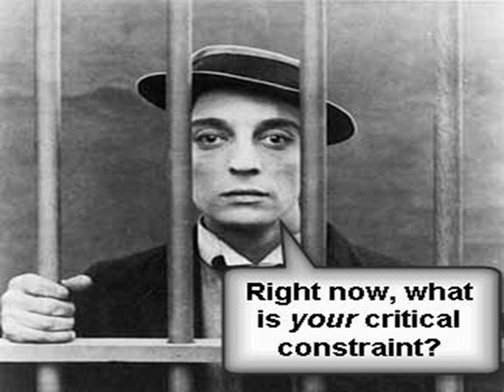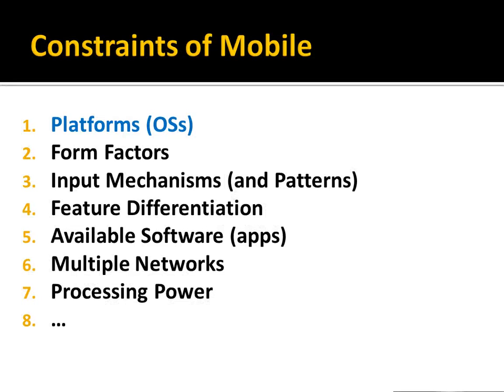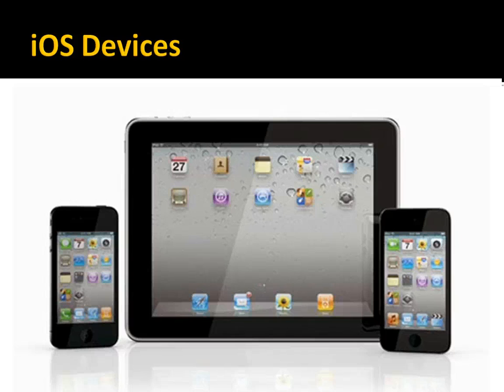Now, the problem with mobile is that there's a lot of constraints with it, and that is there's a lot of problems with development. Some of the problems that we have are platforms, form factors, input mechanisms, and the rest of the stuff here, and we'll go through each individually. The first thing is platforms. Of course, we have a couple major platforms.